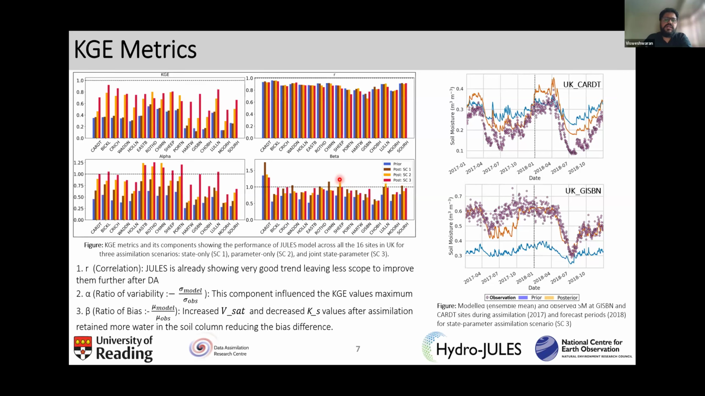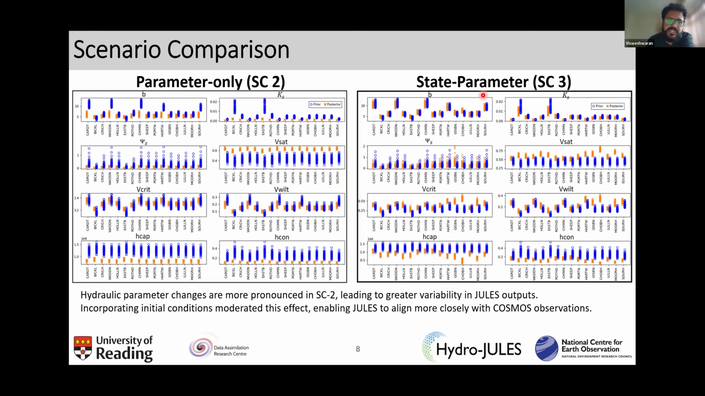And also, one of the advantages of using this state parameter case over the parameter only case is in the changes which we have observed in the soil hydraulic parameters. Here I will focus just on one thing, which is VSAT, and this VSAT gives you how much water the soil can hold. And clearly we can see that in both the second scenario and the third scenario, the posterior values are much higher, meaning soil can hold more water in it.